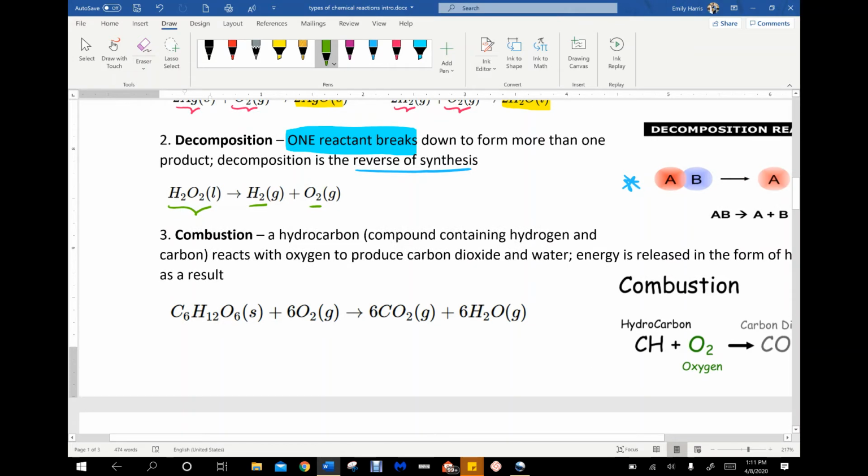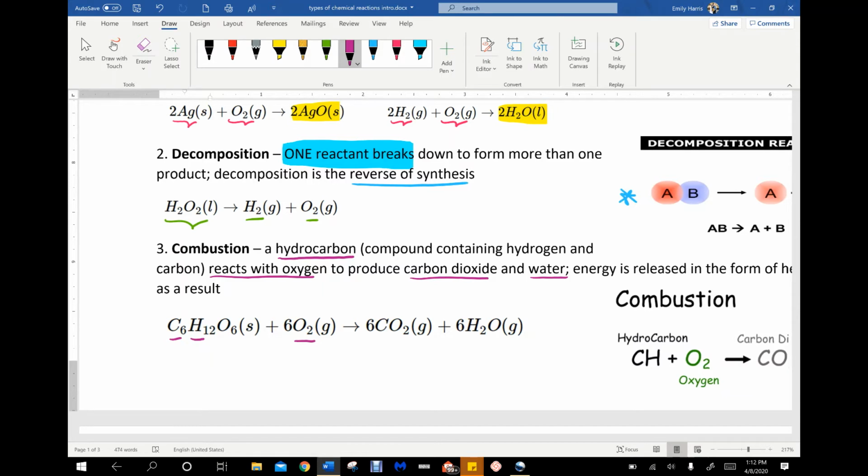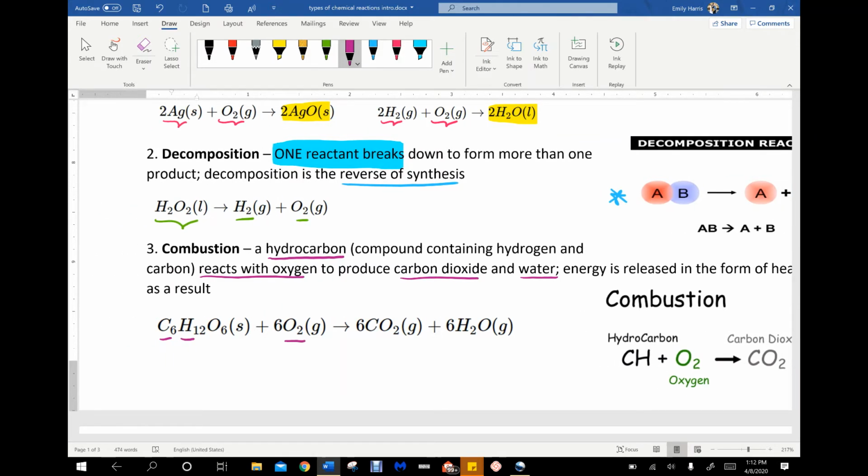All right, reaction type 3 is combustion, and this is a reaction that we talked about in the balancing chemical equations video. And so the combustion reactions take the same format every single time. The reaction will start with a hydrocarbon, which is a compound that contains at least hydrogen and carbon. Then it will react with oxygen, and the products every single time will be carbon dioxide and water. And then again, energy is typically released in the form of heat and often light as a result.